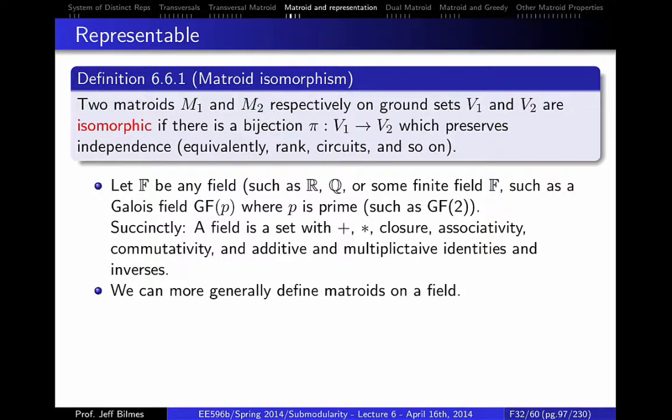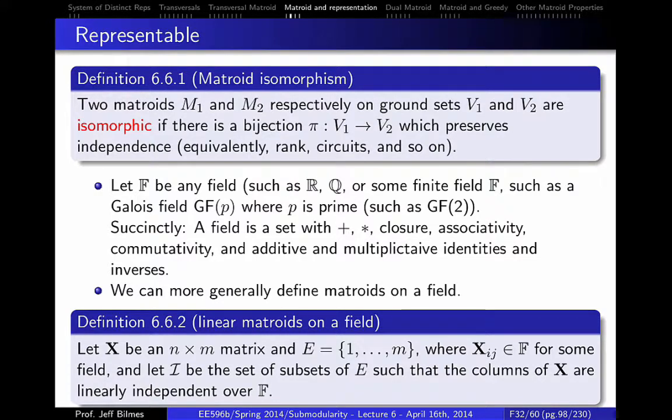And so more generally, we can define matroids on a field. We have this matrix, which is an n by m matrix. We have a ground set which consists of the m column vectors, or the indices of the m column vectors. Each element of the matrix is a member of the field. And we define the independent sets, which are subsets of the column vectors that are linearly independent in F, using field arithmetic. Namely, it's impossible to take a linear combination of any subset of vectors to get any remaining vector. That would be independent. Same definition, except it's using a field.